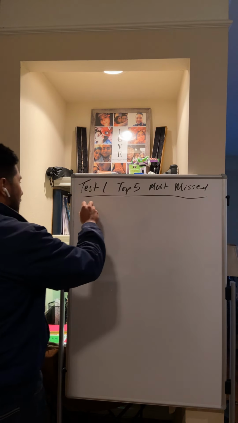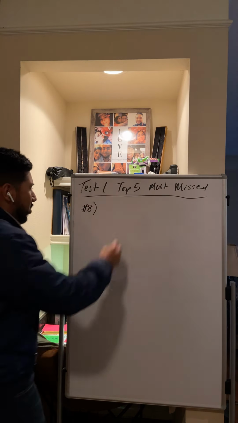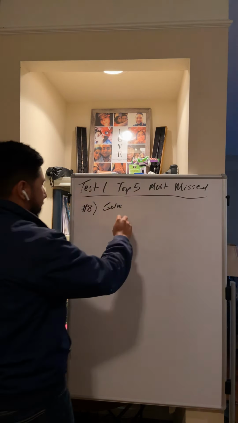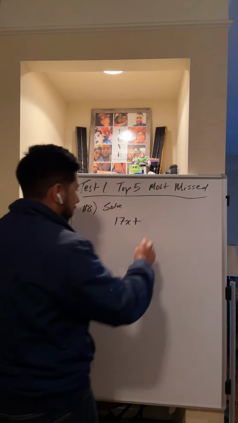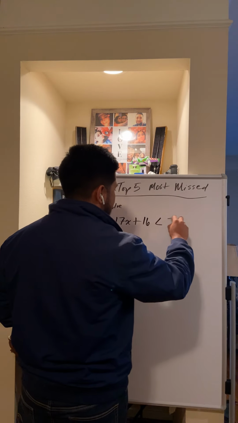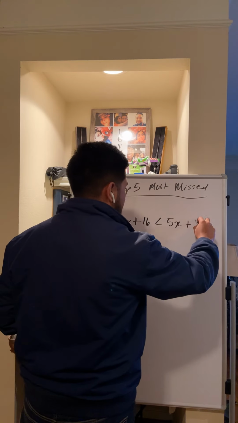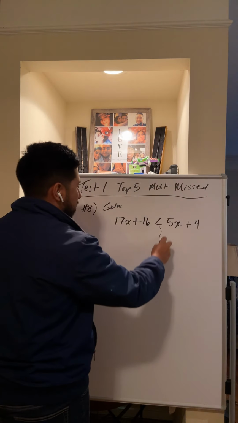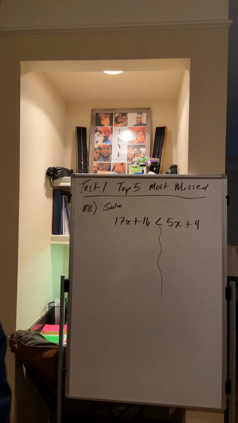This was number 8 on our test. Number 8 on our test was solve. That means I'm using the border. 17x plus 16 is less than 5x plus 4. All right. Like I said, when you see that word solve, I know I could start with my border. If it said simplify, I don't have to do the border. But for this case, we do need a solve, which is moving around people and all that good stuff.